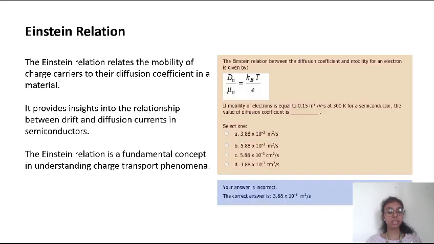Einstein relation. The Einstein relation relates the mobility of charge carriers to their diffusion coefficient in a material. It provides insights into the relationship between drift and diffusion currents in semiconductors. The Einstein relation is a fundamental concept in understanding charge transport phenomena. We can see the Einstein equation: D_n by mu_n is equal to k_B T by e.